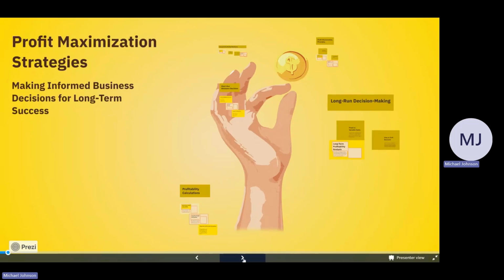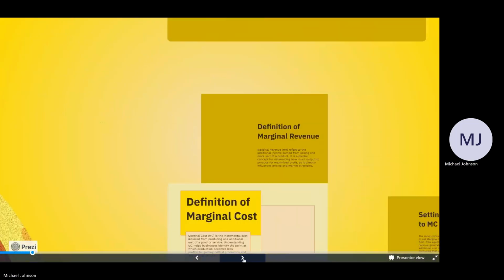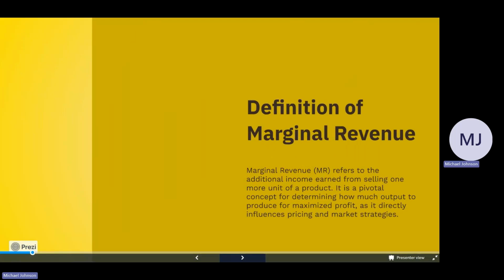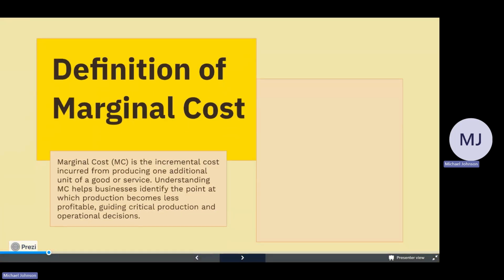Profit maximization strategies. Definition of marginal revenue. Marginal revenue refers to the additional income earned from selling one more unit of a product. It is a pivotal concept for determining how much output to produce for maximized profit, as it directly influences pricing and market strategies.